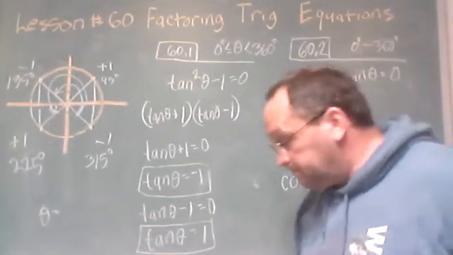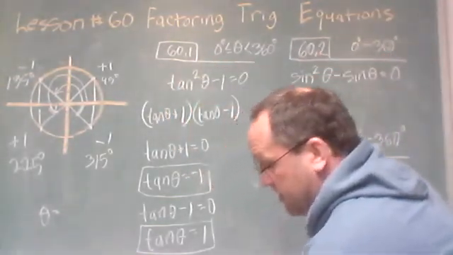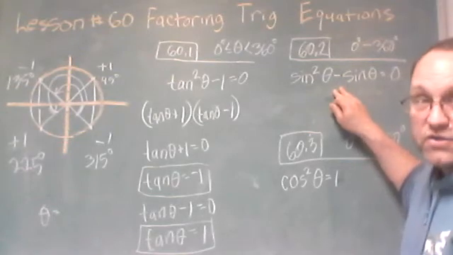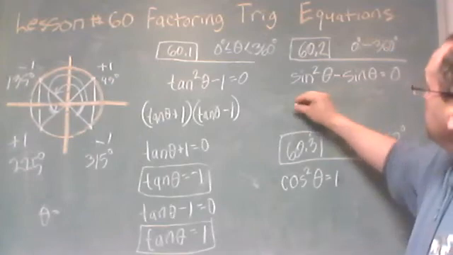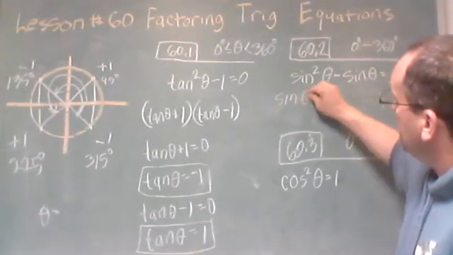Okay. Going to example 60.2 in the book. Okay, we have this trigonometric expression. And again, we can factor it the same as the algebraic expression. We're going to factor out the sine of theta.